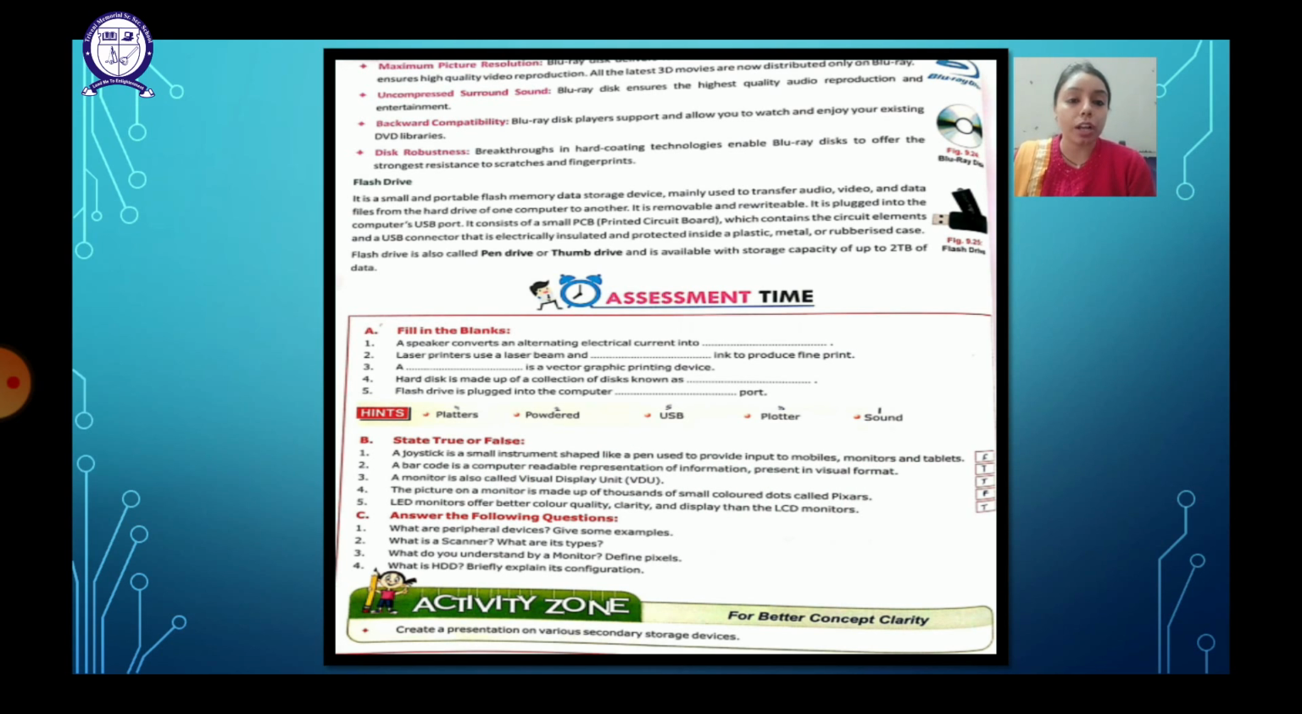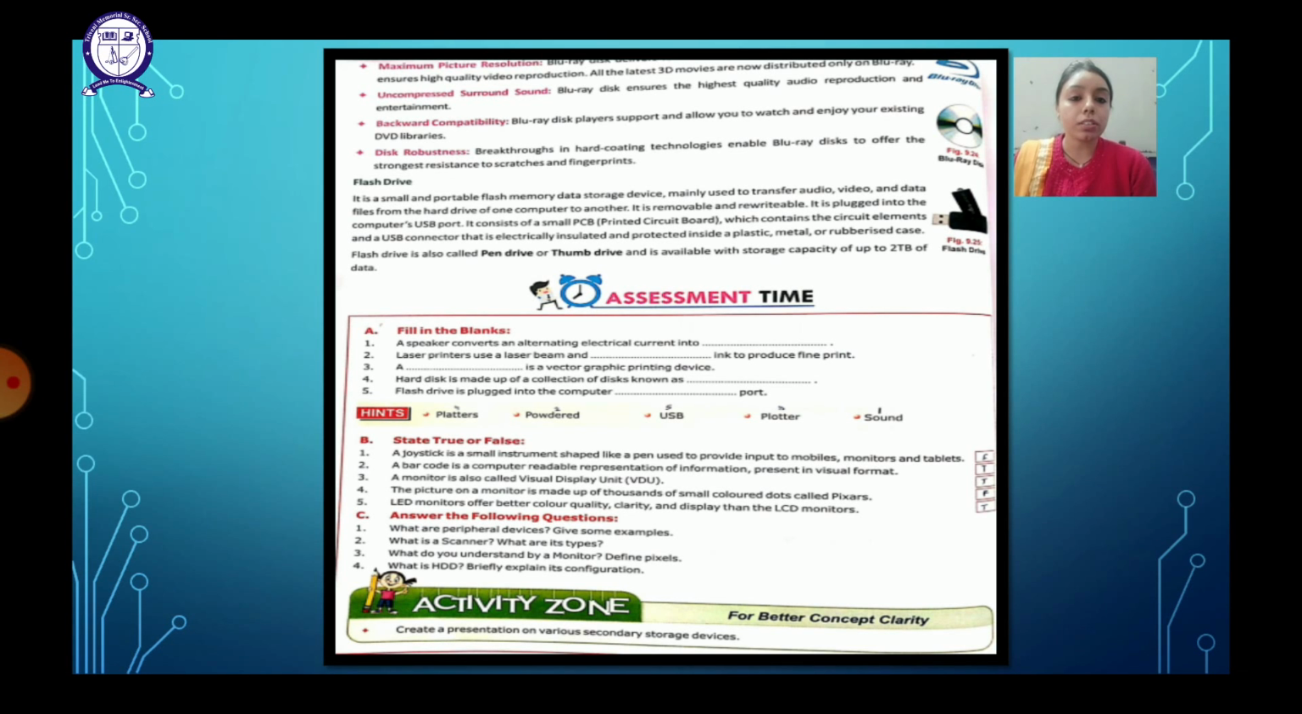Then we have the question answers. The first question says, what are peripheral devices? Give some examples. This we have learned in the chapter, that the devices which are connected to the computer other than the main devices, that is the internal and external devices which perform various functions, they are known as peripheral devices. You can give some examples like CD, DVD, pen drive, like these.